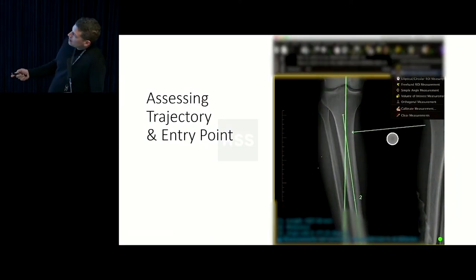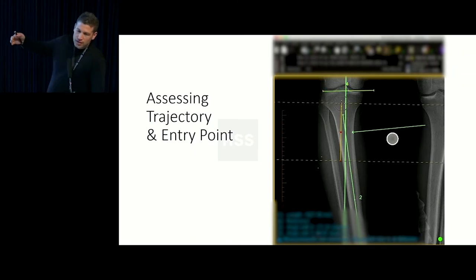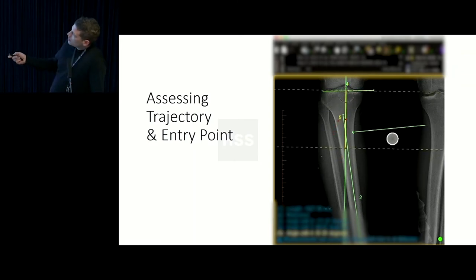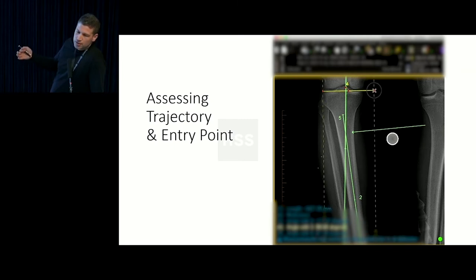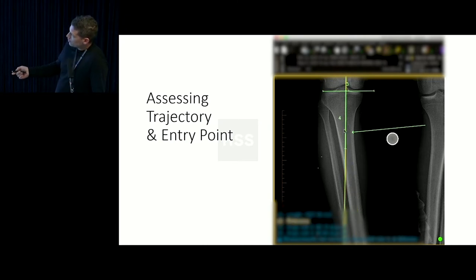So now I'm just assessing the trajectory and entry point, just like Dr. Rosbrook mentioned. So I'm going to put a joint orientation line. I want to get a sense, where is that guide wire going to go down in the proximal femur? So I'm going to overlap this line with the line coming from the femoral head with a joint orientation line to tell me where I should put the guide wire and what trajectory that guide wire should be in the proximal segment. It really should be about 8-9. Then I'm going to get rid of these extra lines.